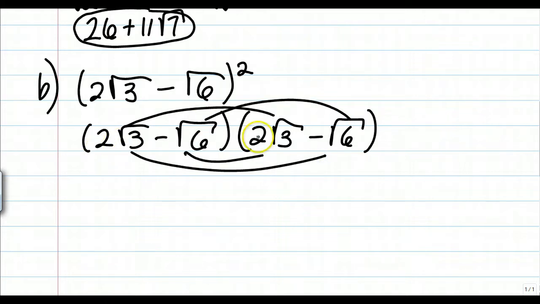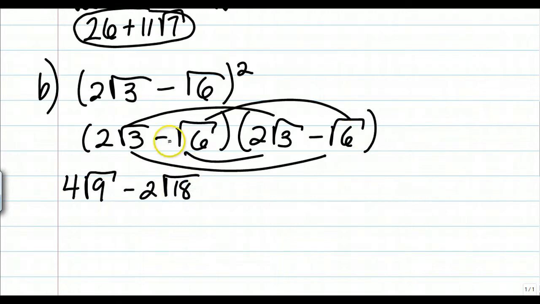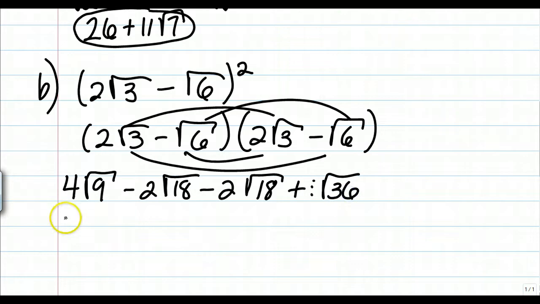So you have 2 times 2, which is 4, and 3 times 3, which is 9. Here I have 2 times the negative 1, which is negative 2, and 3 times negative 6, which is just radical 6, which is 18. Here we have negative 1 times 2, which is negative 2, and 6 times 3, which is 18. And then I have a negative 1 times a negative 1, which is a positive 1. And 6 times 6 is 36. I'm going to have 4, and the square root of 9 is 3.